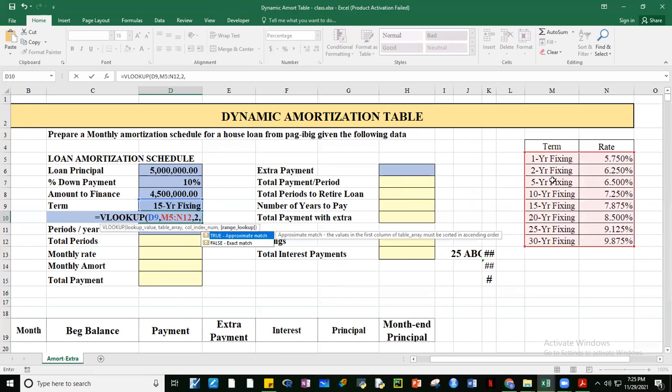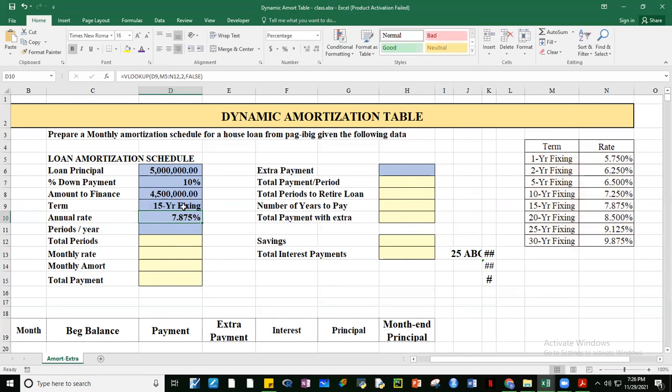So ito exact match yung mga yan, ano? 1, 2, 3, 4, 5, exact match. So we either click this FALSE or you can just ignore that or type 0, kasi pag FALSE, 0 yan. But let's leave that as it is. Control Enter. So ang 15-year ba, 7.587, correct.